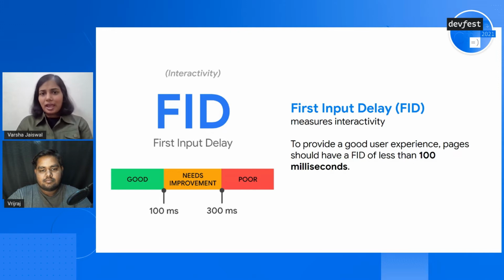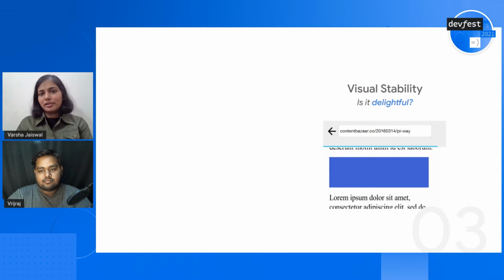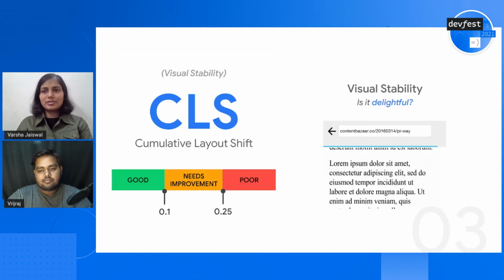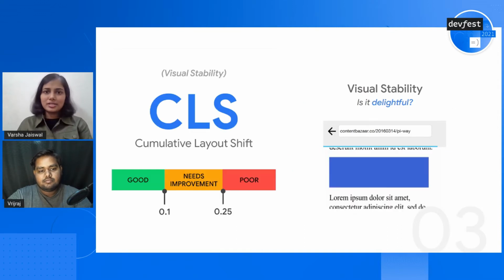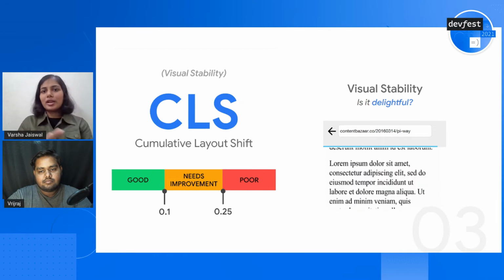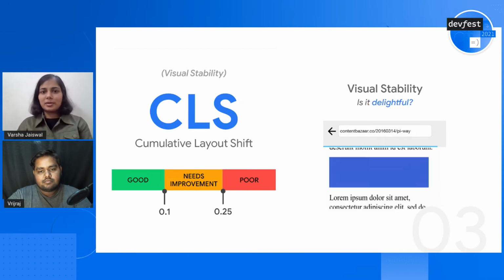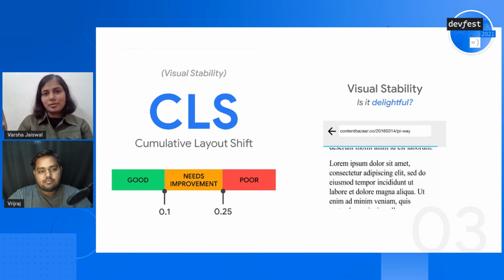Cumulative layout shift, I would like to explain in a better way what it actually is. It's more like what I just said: you are reading a paragraph and suddenly after some time an image comes in between and your layout is shifted.